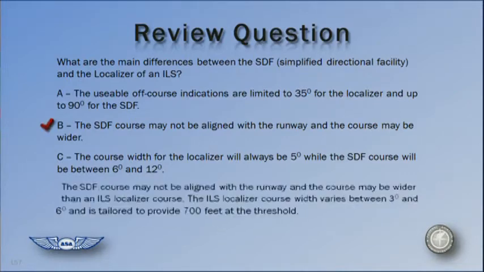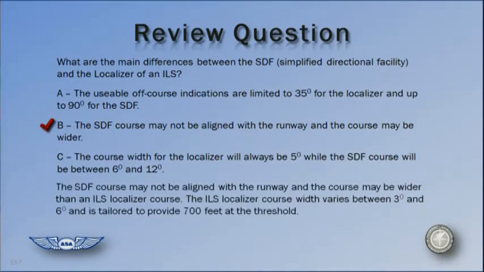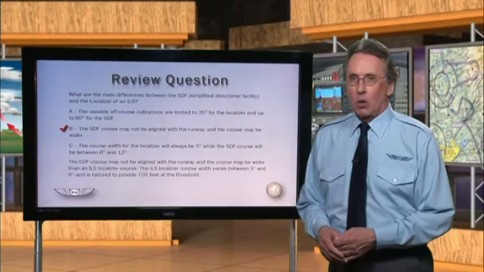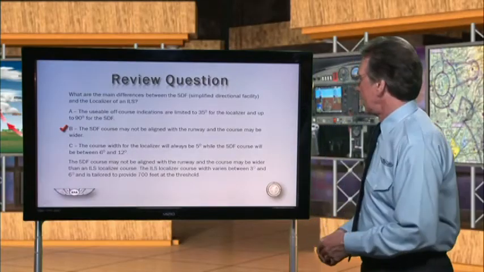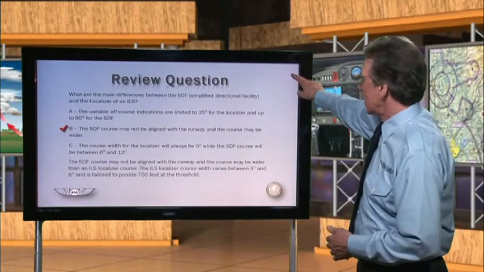And the answer is B. The SDF course may not be aligned with the runway, and the course may be wider than an ILS localizer course. The ILS localizer course width varies between 3 degrees and 6 degrees and is tailored to provide 700 feet at the threshold. Okay, moving along, yet another topic for us here.